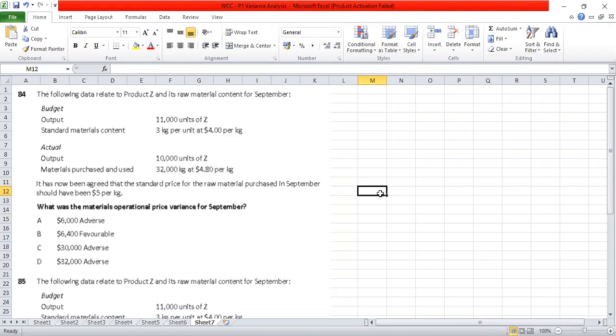This time it is operational price variance. Earlier we have done the planning variance. Variance can happen at the time of planning, and variance can happen at the time of operational implementation. So here the question is asking us to find out the material operational price variance. The details are given as the following data relating to product Z and its raw material content for September. Output is given as 11,000 units of Z.